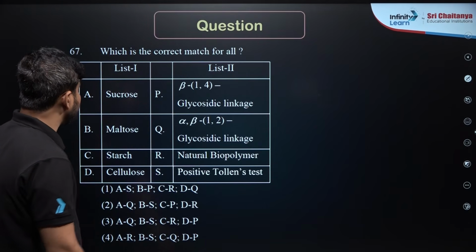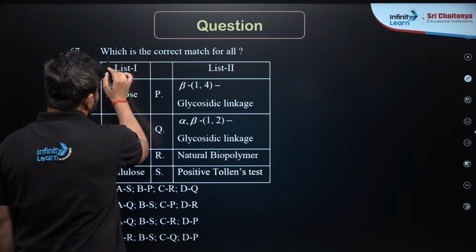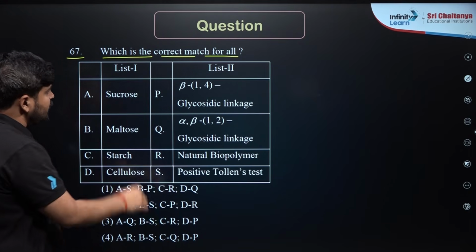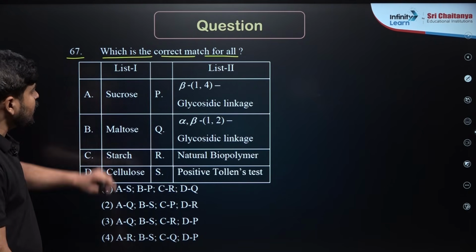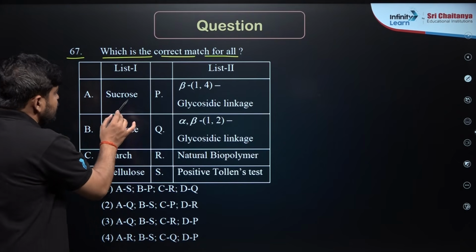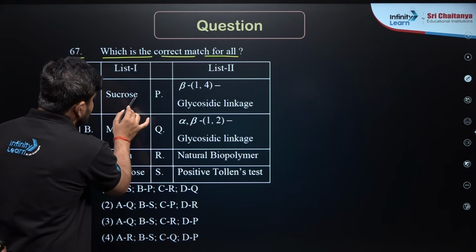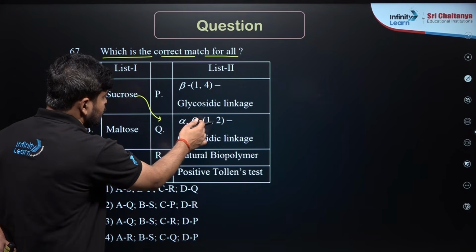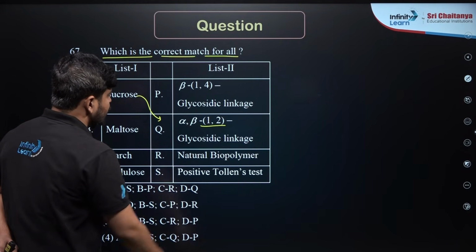Now I am coming to the next question, question number 67. Which is the correct match for all? Just we have to check the correct match. So sucrose will match with Q, because alpha-D-glucose and beta-D-fructose join with a 1,2 glycosidic linkage.